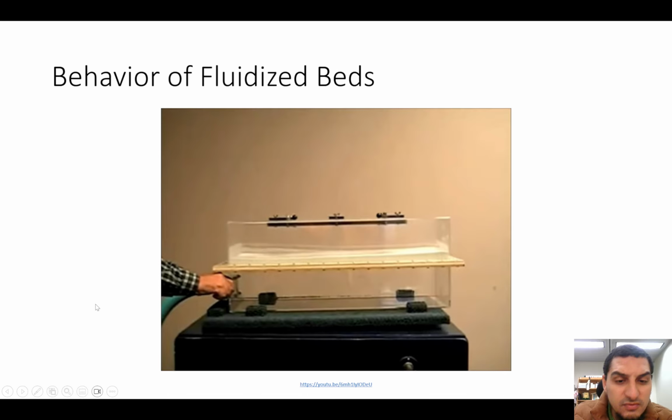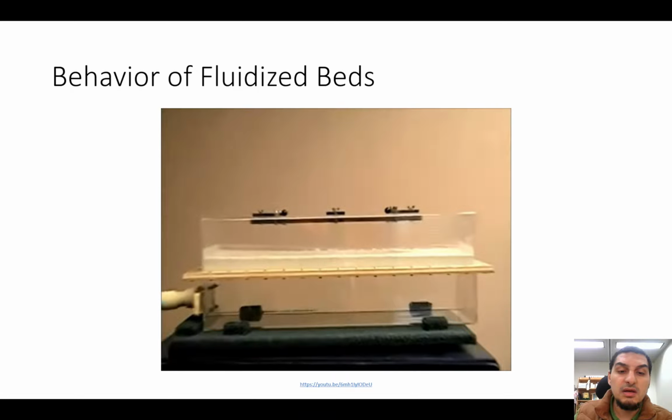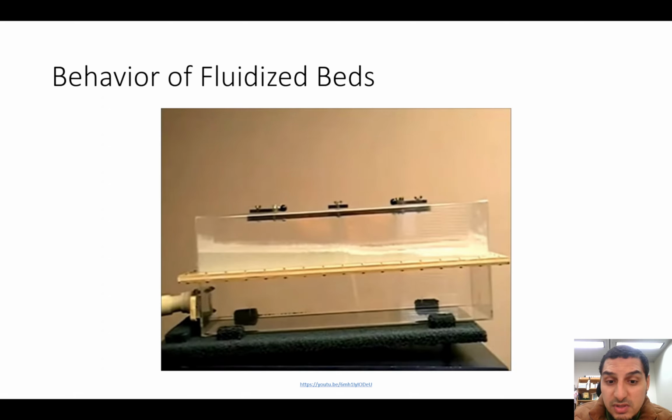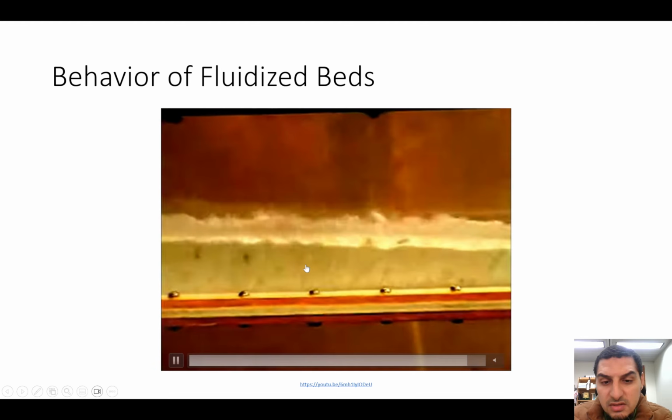You'd see here the bed is behaving as if it's liquid. Now the particles are farther away from each other. There is no friction between the particles. If you look at this from far away, you might think it's water or a liquid, but it's actually a solid. And this is why we call it fluidization, because it behaves as a fluid. Now we will zoom in, and you see there are bubbles of air that are going through the solid bed as if it's a liquid.